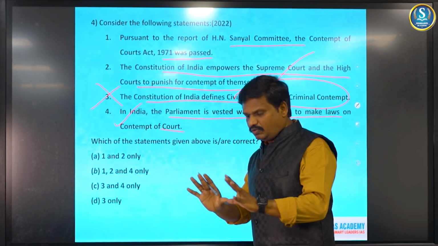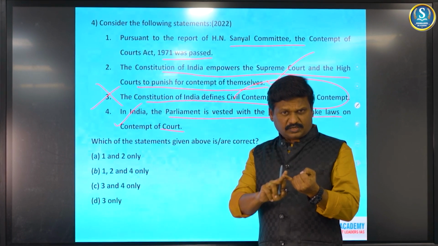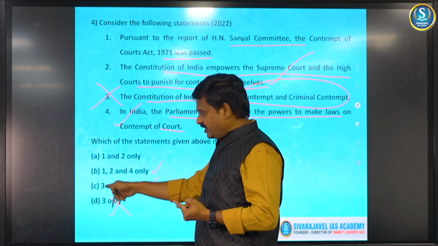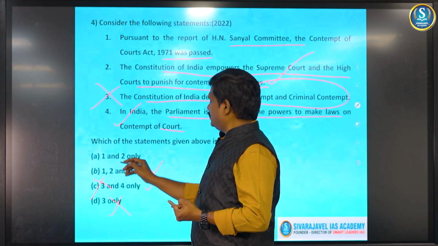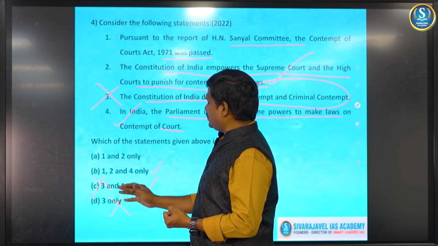4 is right. Now using these two choices, what choices? 3 should not come, 4 should come. But here 3 should not come, 4 should come. Which is the choice where 4 is present, 3 is not present?